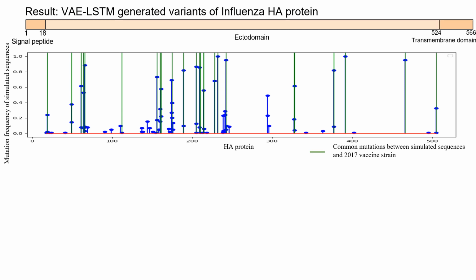So here is the result of the VAE LSTM generated variants of the influenza HA protein being represented by the stem plot, with the x-axis representing the HA protein size and the y-axis representing the mutation frequency of the simulated sequences. The blue vertical lines show the sites which have a mutation present in the simulated sequences, and the green regions highlight the common mutations between the simulated sequences and the 2017 vaccine strain.